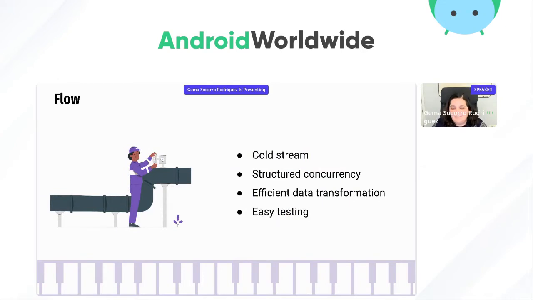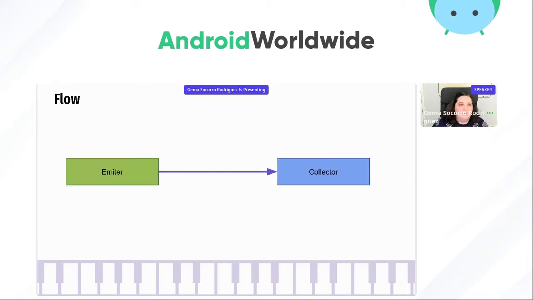Flow is a cold stream. That means that it's a pipe where we can emit elements, and those elements will start being emitted once we have someone connected at point B. As it is part of the coroutines API, it also has structured concurrency, has methods for efficient data transformation, and it's really easy to test because you just have to emit something, collect it, and see if the data is what you are expecting. So as part of the flow, you will always have an emitter and a collector.